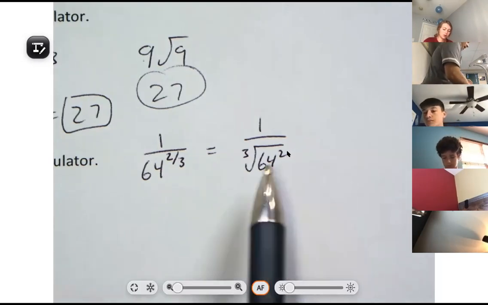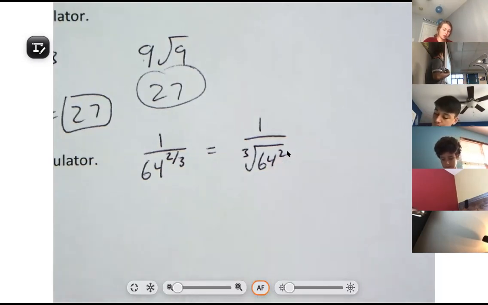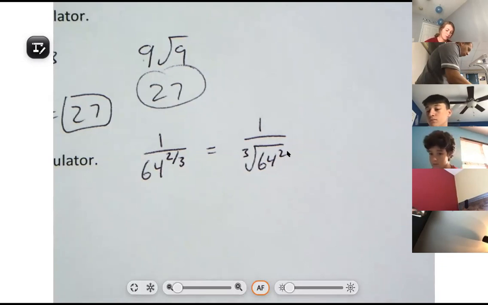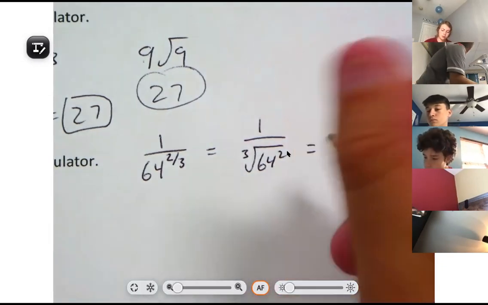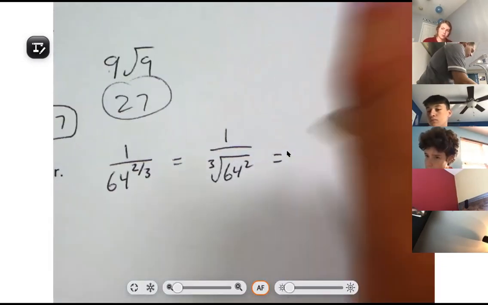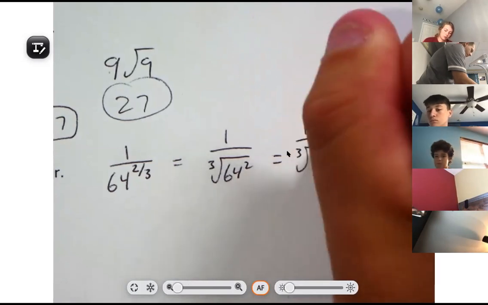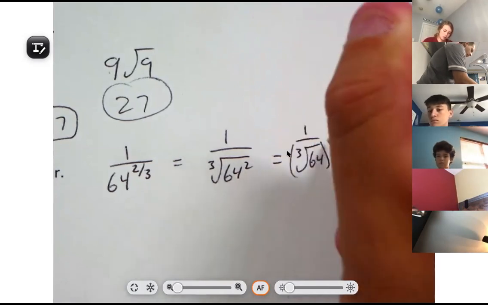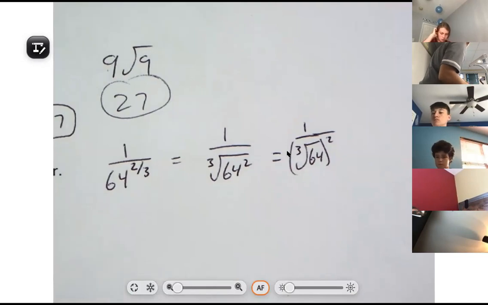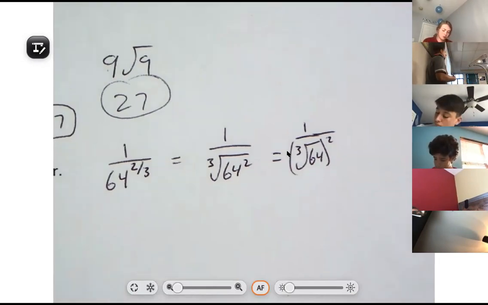Okay, so again, I have no idea what 64 squared is, but here's my trick to you. If you have an exponent under the radical, pull it outside the radical. Make your life so much easier. Pull that 2 out, because then you have 1 over the cube root of 64, and then all that squared, right? They mean the same thing, but now I know what the cube root of 64 is.